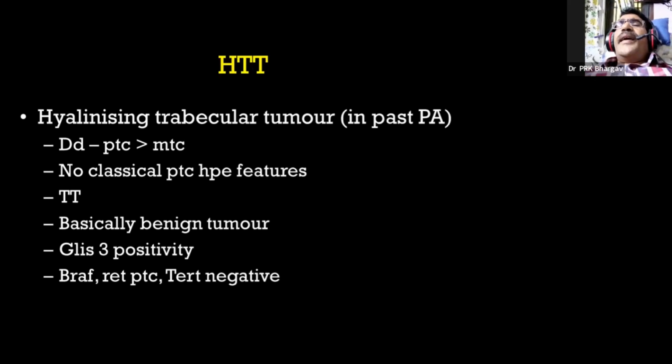Here will be hyalinizing trabecular pattern of arrangement with intermediate islands of hyaline stroma. Here again the differentiating feature is that the classical PTC histopathology features are not present. That is, the nuclear features are not present. None of the PTC nuclear features. The treatment is total thyroidectomy. It's basically a benign tumor.